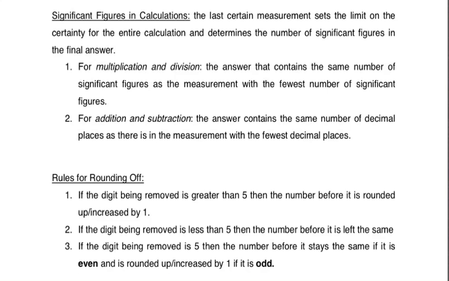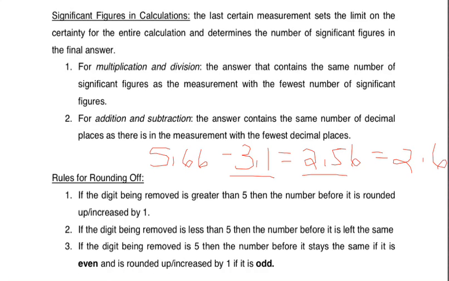So an example of this would be if you had 5.66 minus 3.1, okay? Your final answer will be 2.56. But then this still needs to be rounded, right? So in order to round this, we have to have the same number of decimal places as in the beginning, which has the fewest decimal places. So in 3.1, there's only one decimal place, so our final answer needs to match that. And remember to take into account the rules for rounding off. Once you do that, you'll realize 2.56 will round to 2.6 because 6 is greater than 5. And 5 will be rounded up, resulting in an answer of 2.6.